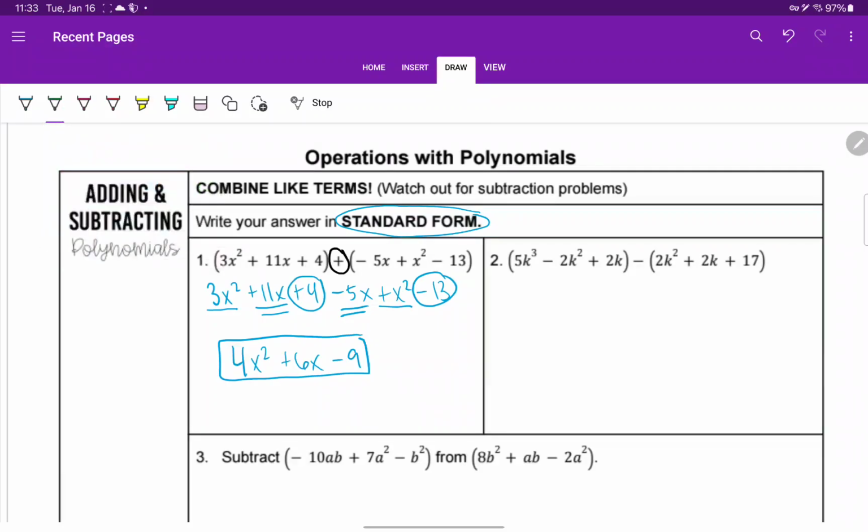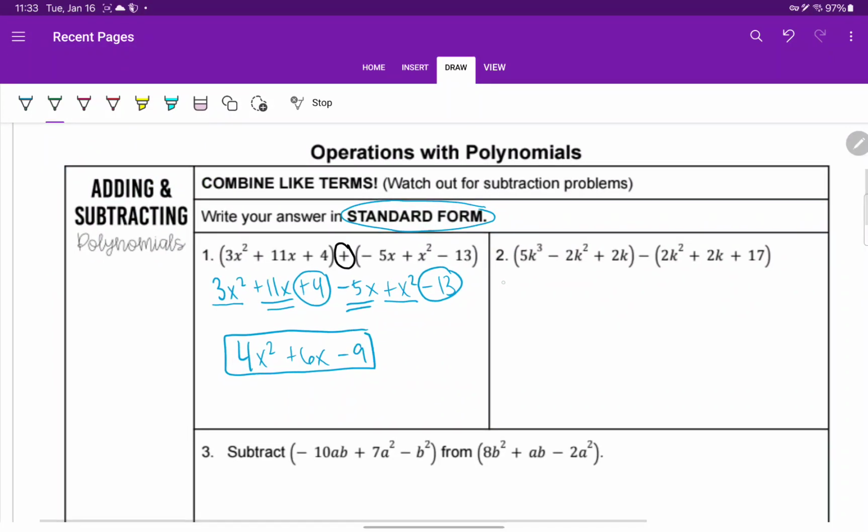The next one is a little bit different because there's a minus sign. So notice the first one has nothing in front of it, so we're just going to drop those parentheses and rewrite it: 5k to the third minus 2k squared plus 2k. But the second one, we're going to distribute that negative, which pretty much flips all the signs. It's also like distributing a negative 1. So that would become negative 2k squared, negative 2k or minus 2k, and then negative 1 times 17 is minus 17.